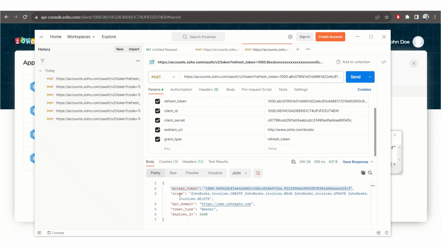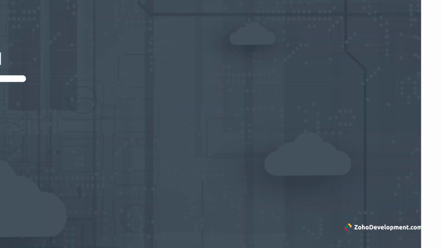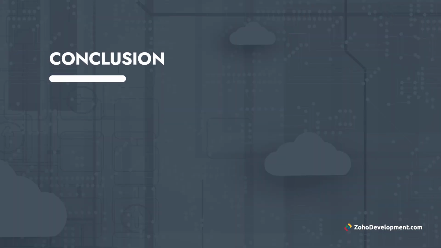That's it for today's guide on generating auth tokens, access tokens, and controlling API scopes in Zoho. By following these steps, you can enhance the security of your API requests and gain access to Zoho CRM, Books, and other Zoho applications securely.